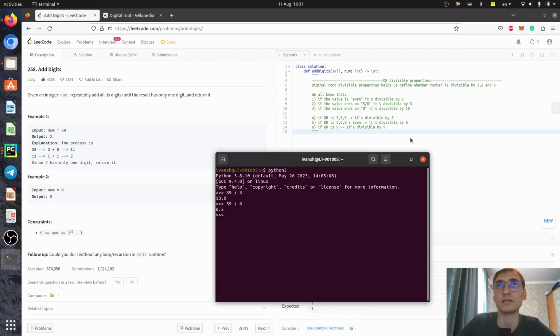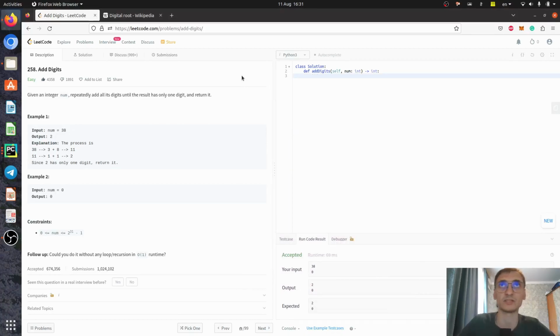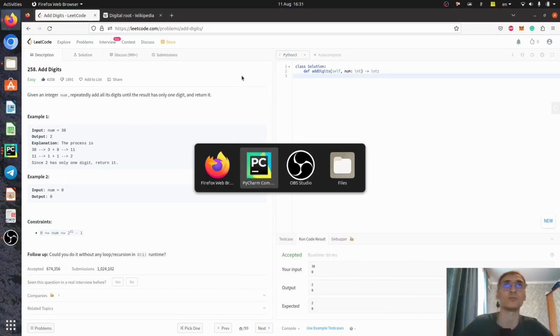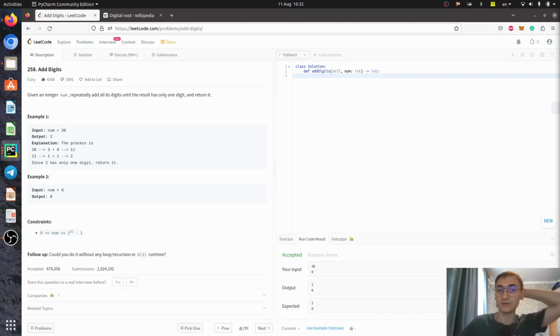If the digital root is 9, it's divisible by 9. We have digital root 3, so if we take 39 and divide it by 9, it's not going to be divisible without remainder. So this is how this divisibility property works. This is why digital root is important to know. And what about the remainder relation properties? This one helps us derive the mathematical solution.